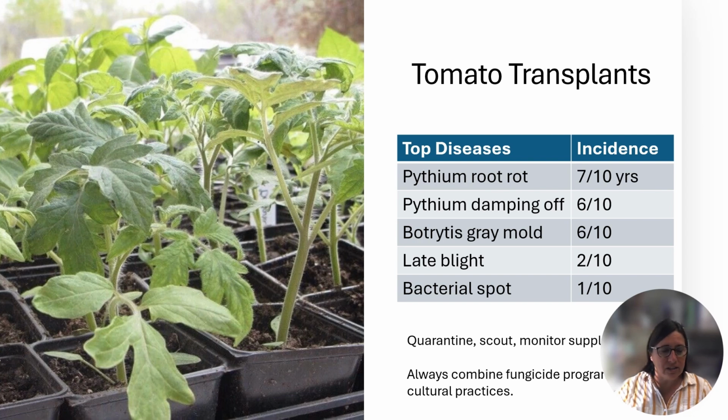So my historical records tell me that Pythium root rot, 7 out of the last 10 years, I've had Pythium root rot losses. Pythium damping off, and that affects seeds as seedlings emerge. So Pythium damping off of seedlings, 6 out of 10 years. Botrytis, gray mold, that's another repeat, 6 out of 10 years. Late blight, which is caused by Phytophthora, which is another water mold, just like Pythium, 2 out of 10 years. And bacterial spot of tomato, 1 out of every 10 years.